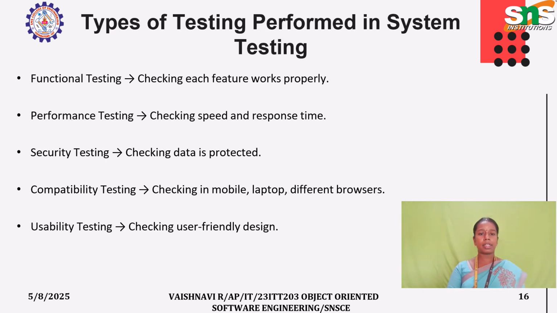And then the types of testing performed in system testing. Here we have five types: functional testing, performance testing, security testing, compatibility testing, and usability testing. In functional testing, it checks whether each feature works properly. Performance testing checks the speed and response time. In security testing, it checks whether the data is protected. The fourth will be compatibility testing, checking on mobiles, laptops, and different browsers. The fifth one will be usability testing, which checks whether the design is user friendly.